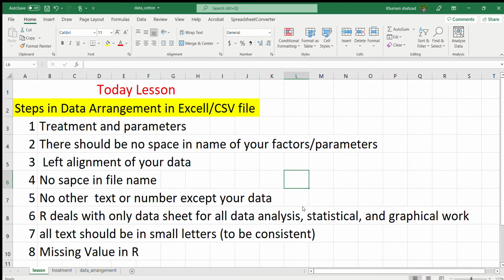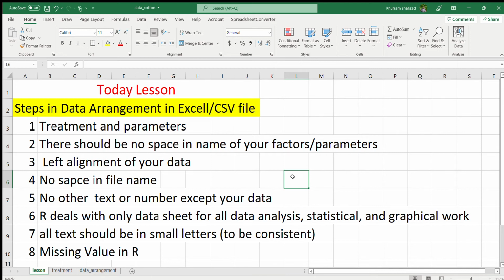Then all text should be in small letters, so all your text, parameter names, and factor names should be lowercase. We should remain consistent through all our data sheets. Then missing values: if you do not have one replication's data, it does not give you problems during R analysis. So don't worry if one replication in one of your plots is destroyed during your experiment. Don't be worried about that, R will deal with it.